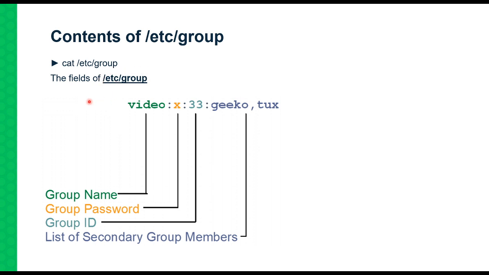So let's have a look at the fields of the group. Again, it's separated by a colon. So we've got our group name, called video in this case, and then we've got our group password, which will be the little X over there if it is set. And then we've got a group ID, which we will see over here. So the video has a 33 ID number. And then a list of secondary group members who is using this group or has access to this group or is part of this group for that matter.